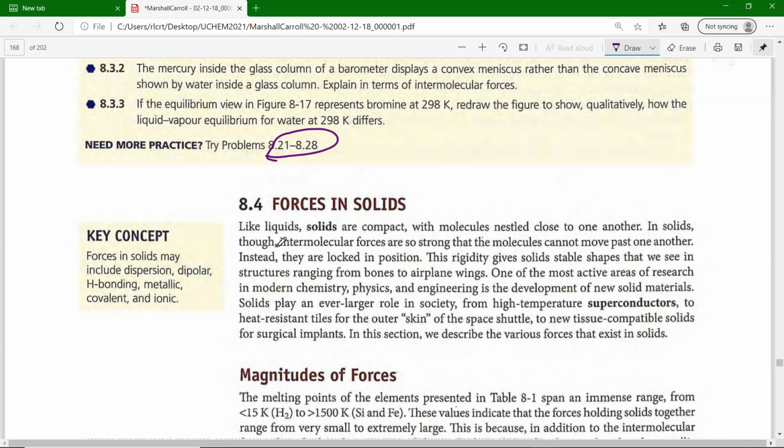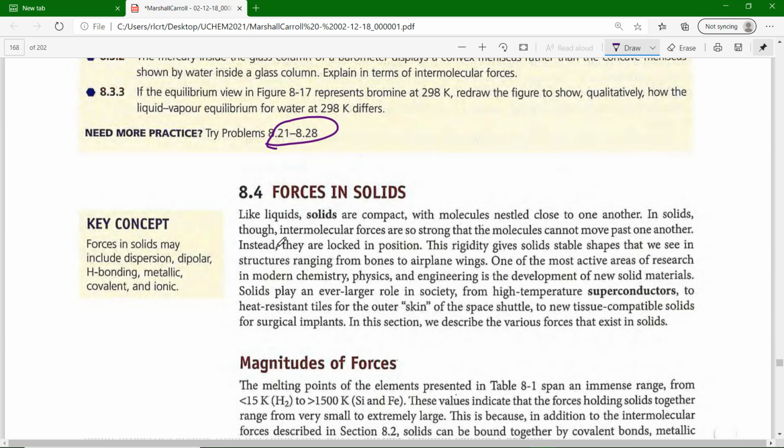Forces in solids may include dispersion forces, dipolar, hydrogen bonding. So all the ones we looked at before, but we can also talk about metallic, covalent, and ionic bonding. And we've looked a bit at covalent and ionic bonding earlier in the course. Okay, so you have rigidity in solids, locked in position. Things still vibrate, but certainly you don't get this free-flowing movement like you do with liquids, or the more extreme free-flowing movement when you're into gases.